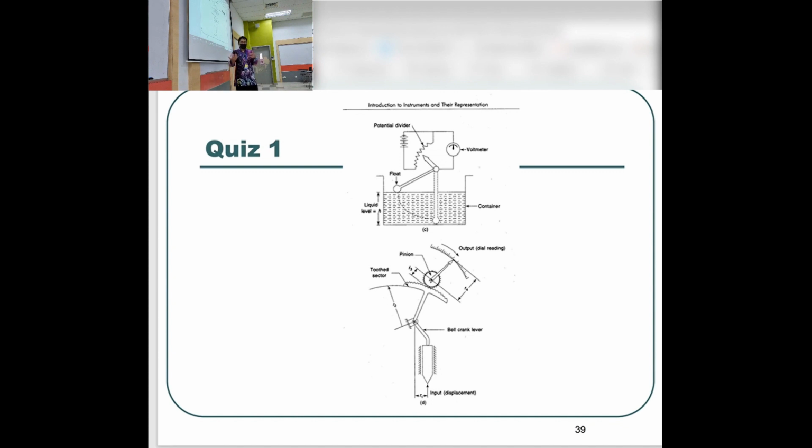Now I think we have finished the first part of the lecture, which is the basic elements of the sensor system.